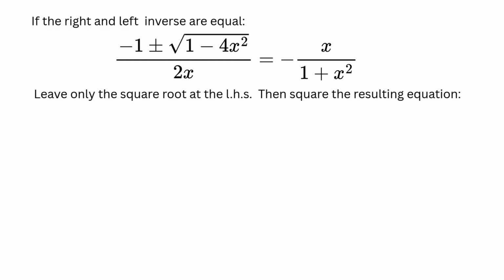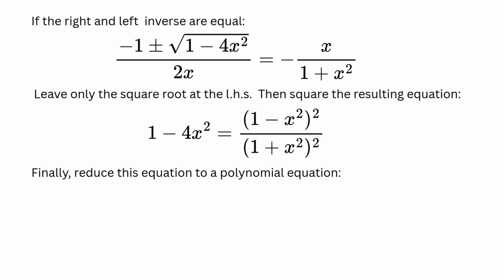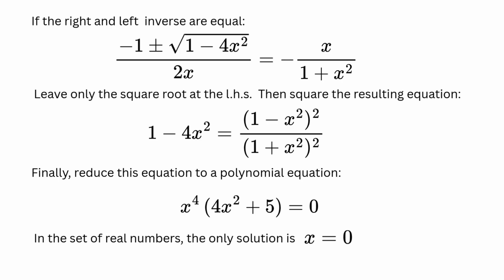We can leave only the square root on the left-hand side and then square the result to find an equation that contains only x squared. Finally, cross-multiply to reduce this equation to a polynomial one. In the set of real numbers, the last equation has only one solution, x equals 0. Hence, for no other number the right and left inverses are equal.